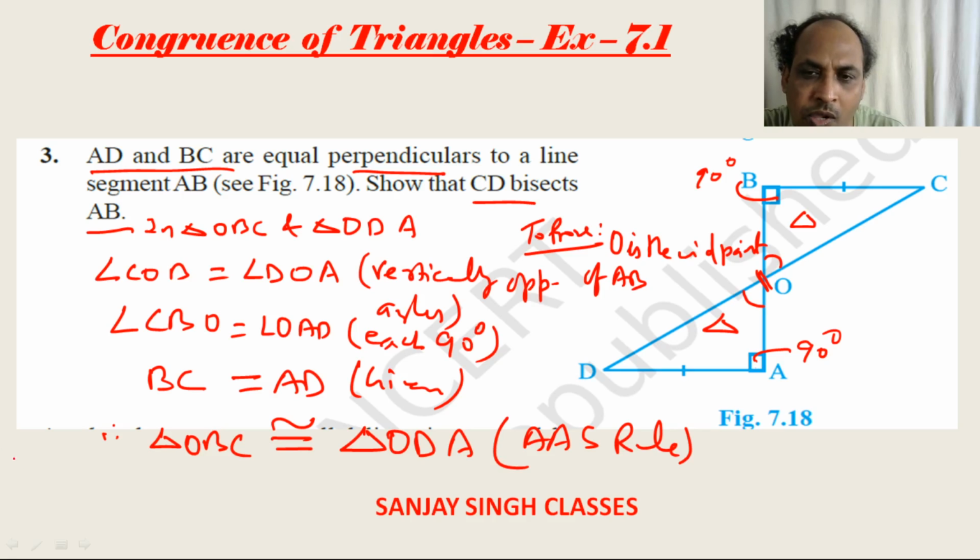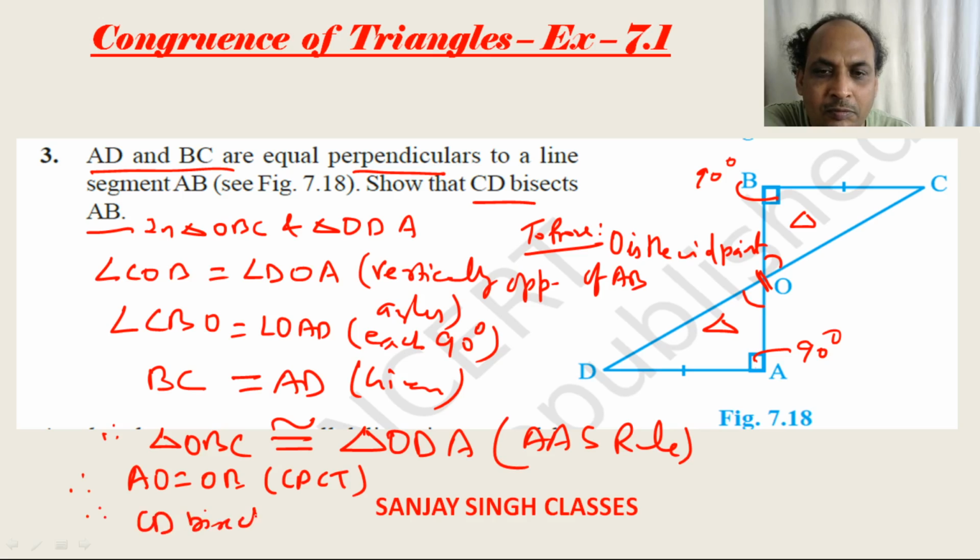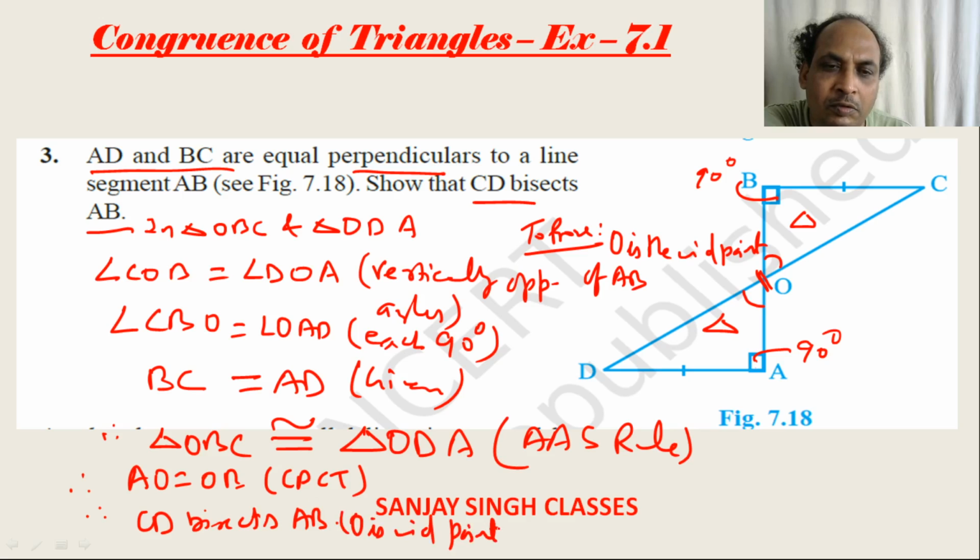Therefore, AO is equal to OB, CPCT. Even OD is equal to OC, that is CPCT. Therefore, CD bisects AB, as O is the midpoint of AB.